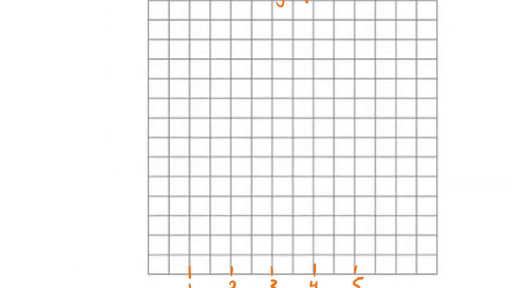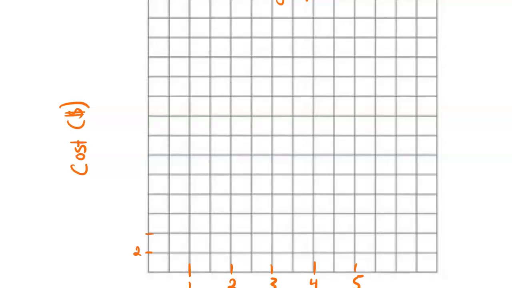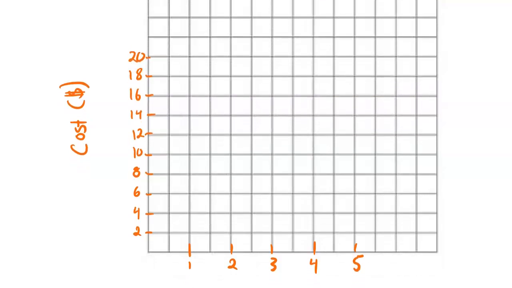Now we have to do our y-axis as well, and on our y we decided that our dependent variable is going to be our cost, and our cost is measured in dollars. And for our y-axis, we have to get up to a value of $17.50. So if I make every line $2, I should be able to fit everything on here. So I got up to 20 there, so we know it's going to fit on here. Our last thing that we need to do is plot the points.